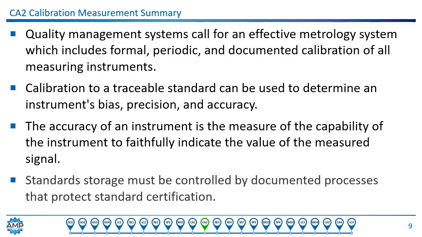Here's a summary of calibration measurement. Quality management systems call for an effective metrology system, which includes formal, periodic, and documented calibration of all measuring instruments. Calibration to a traceable standard can be used to determine an instrument's bias, precision, and accuracy. The accuracy of an instrument is the measure of the capability of the instrument to faithfully indicate the value of the measured signal. And standard storage must be controlled by documented processes that protect standard certification.